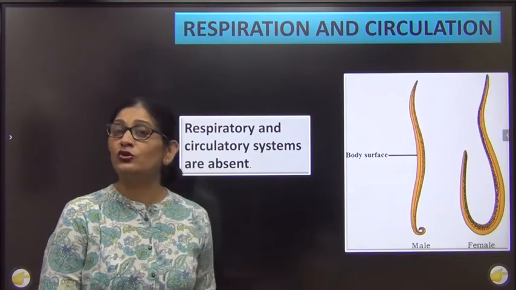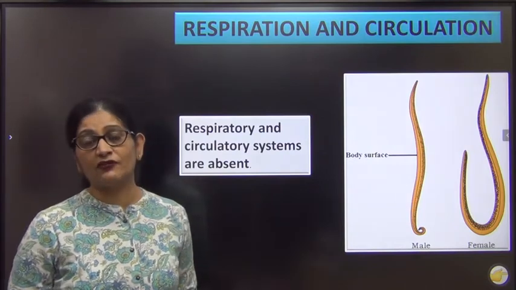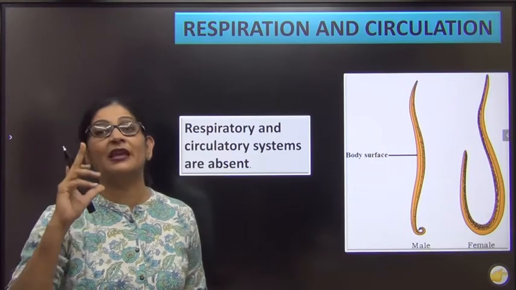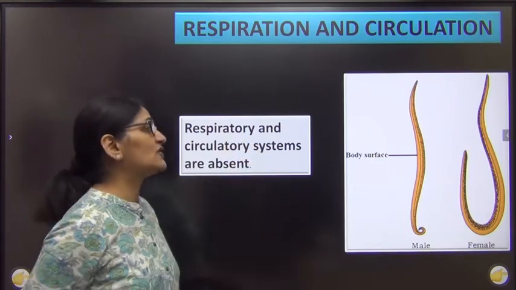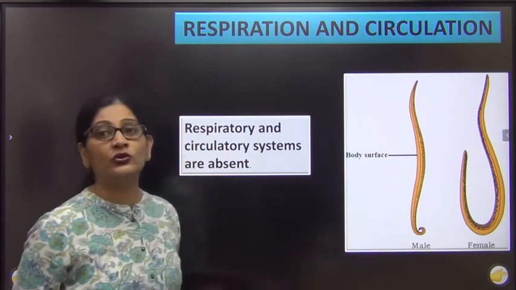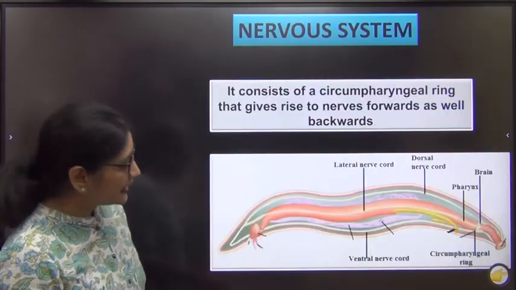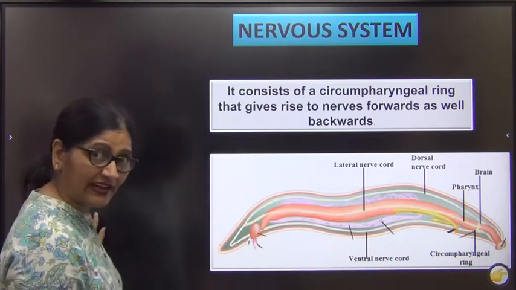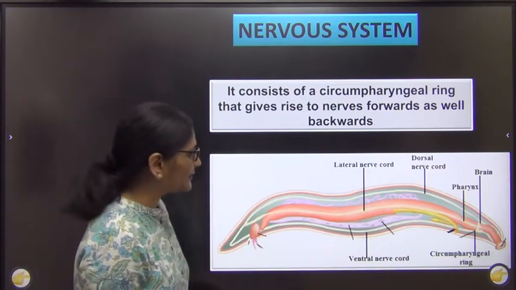Respiration and circulation: you know that the respiratory system for the first time came in arthropods and the circulatory system for the first time came in annelids. So obviously both the systems are absent. They do it through their body surface. Nervous system, you know, it had come earlier, and now you know what the nervous system will be like in all the non-chordates.